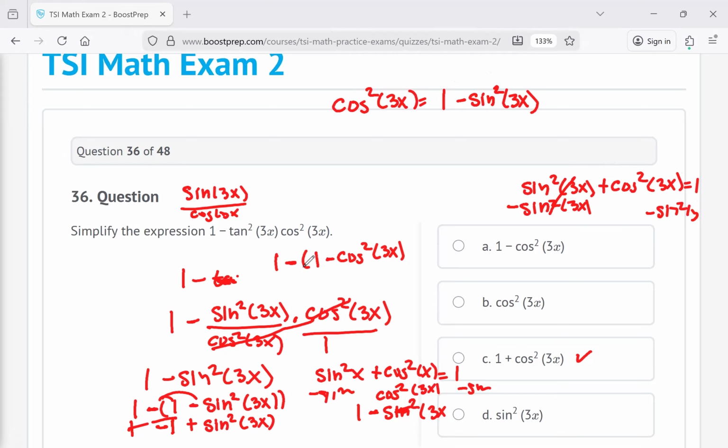Okay, so that is, whoops, made a mistake. So yeah, no, I think I was right. Cosine squared of 3x is equal to 1 minus sine squared of 3x. So as you can see, I'm going to replace this 1 minus sine squared x.